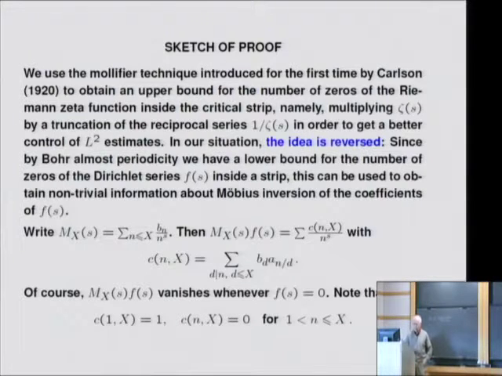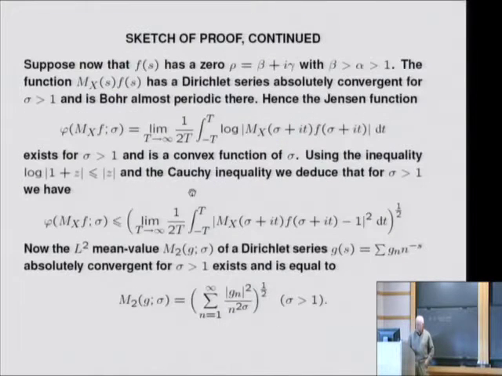And the multiplying, of course, keeps the zeros. F remains zeros of the thing. The modifier kills all the coefficients between 1 and x, except, of course, n equal 1. And now you compute what is called the Jensen function. Essentially you integrate the standard formula, which comes from the principle of the argument. This is very standard, and you take the average when t goes to infinity, and that will give you the density of zeros.